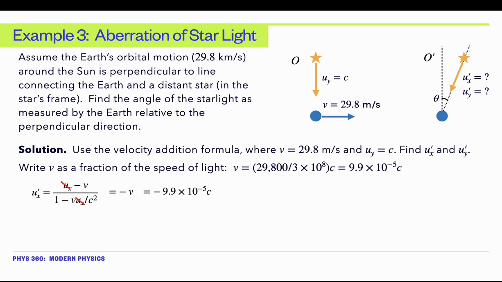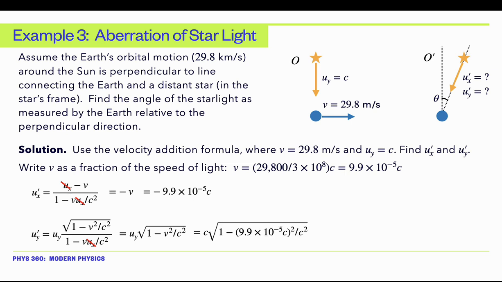Or minus 9.9 times 10 to the negative fifth c. Okay. We plug in now for the y component in the prime frame. Ux down here is 0, so this denominator is just 1. So uy prime is going to be ui times the square root of 1 minus v squared over c squared.